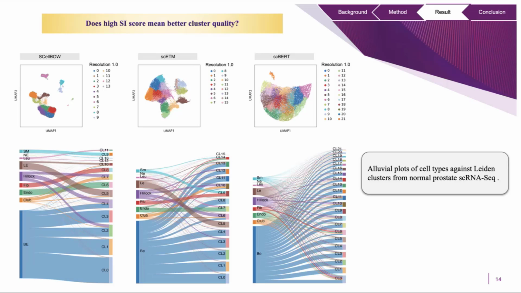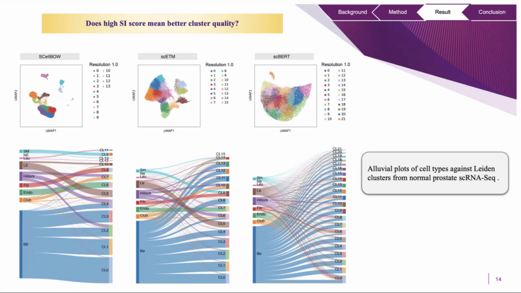So here is the UMAP for that. You can see this is my SCellBOW UMAP, then SCTM UMAP and the SCBERT. So they give higher silhouette index compared to SCellBOW. But from this plot, we can clearly see that the SCellBOW clusters are more localized compared to SCTM and SCBERT. In SCBERT, we can see it's just a single blob and it doesn't mean anything.